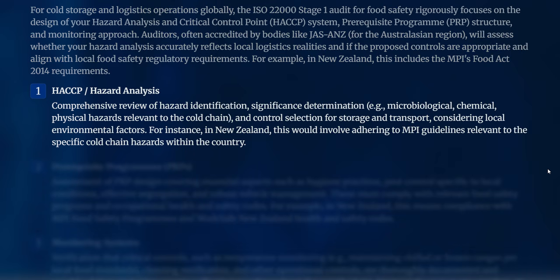Now, this is where they will focus first. They will focus on your HACCP or hazard analysis. They will conduct a comprehensive review of hazard identification in stage 1. Mainly, that's what they do, with significance determination. So they want to see biological, chemical, and physical hazards relevant to the cold chain. We must have each determined, and control selection for storage and transport, considering local environmental factors. So that should be our focus.